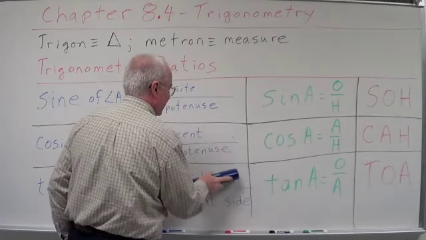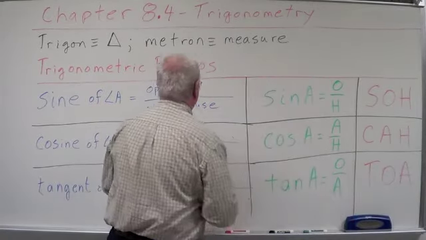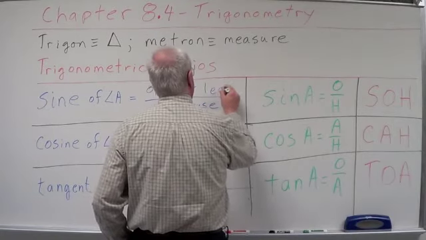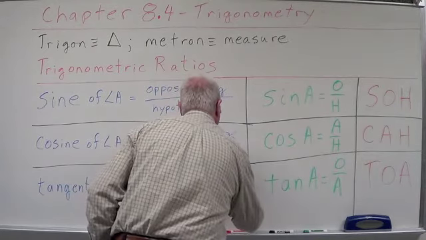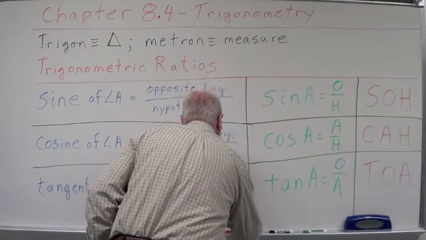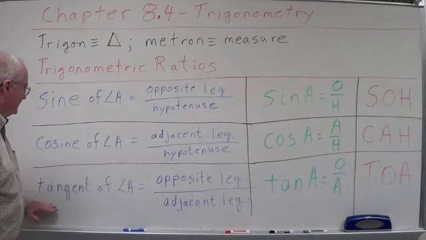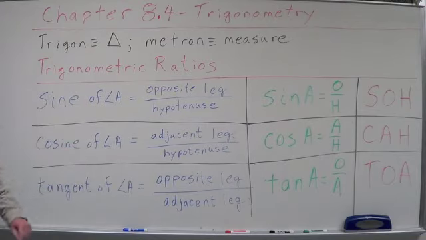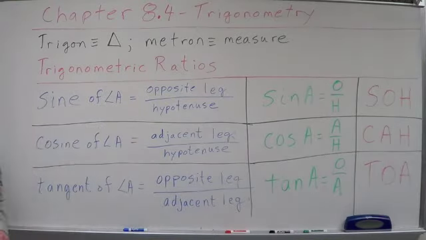Let's change these to legs so that they'll make a little more sense. Okay? We're going to say this is the opposite leg, this is the adjacent leg, this is the opposite leg, and this is the adjacent leg. Okay? This is the cosine, and this is the tangent. Notice that the sine and the cosine both include the hypotenuse, and the hypotenuse is the denominator of these two. Notice that the tangent does not include the hypotenuse.